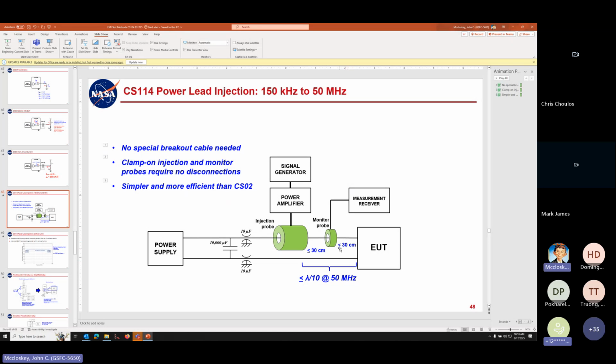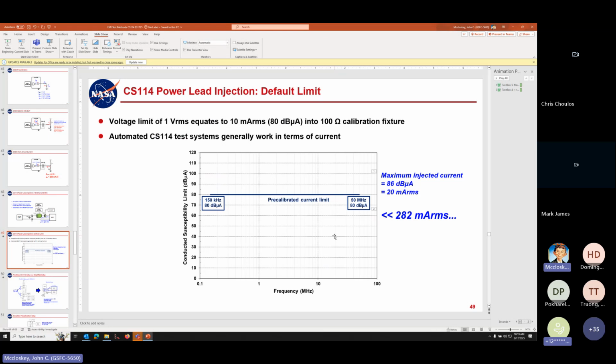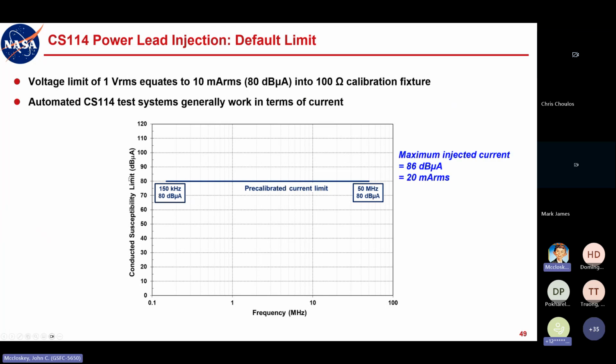If you do your pre-calibration to the 1 volt RMS, then that's the maximum potential that you're going to inject, and then you monitor the current, just to keep tabs on what's the maximum current that you could be injecting when you go to a low impedance. And so your maximum injected current here then is 6 dB above the pre-calibration level. So 86 dB microamps or 20 milliamps. That's a whole lot less than 282 milliamps that you could inject with CS02. So I like this a lot better.